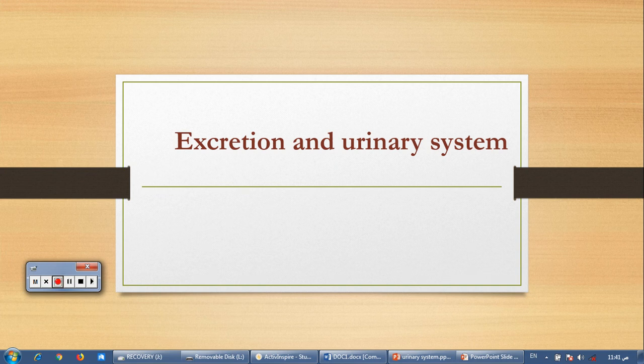Before, we studied different systems like the circulatory system and digestive system, and now we will study another system. Today we will take excretion and the urinary system. Excretion and urinary system.